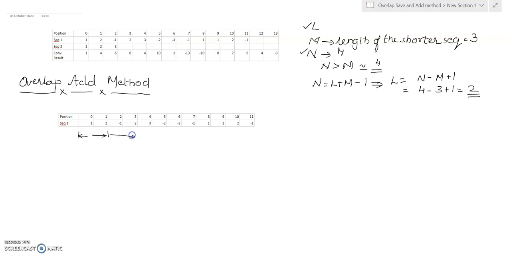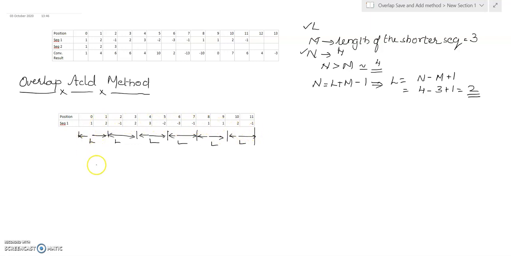The next part will be here between these two. The next part will be here between these two. The next will be here. The next will be here. And the next will be here. So I have divided the original sequence into sequences of length L. You can see that the first component will contain 1, 2, then minus 1, 2, then 3, minus 2, then minus 3, minus 1, then 1, 1, and 2, minus 1.